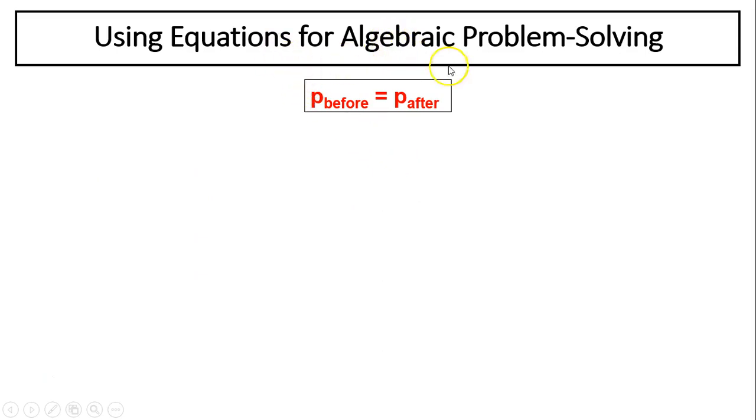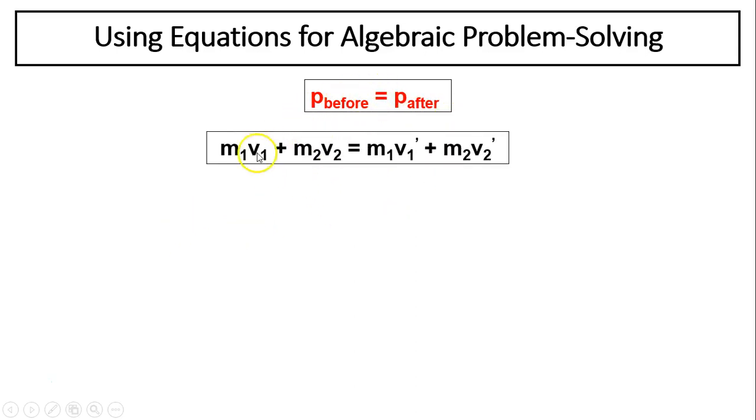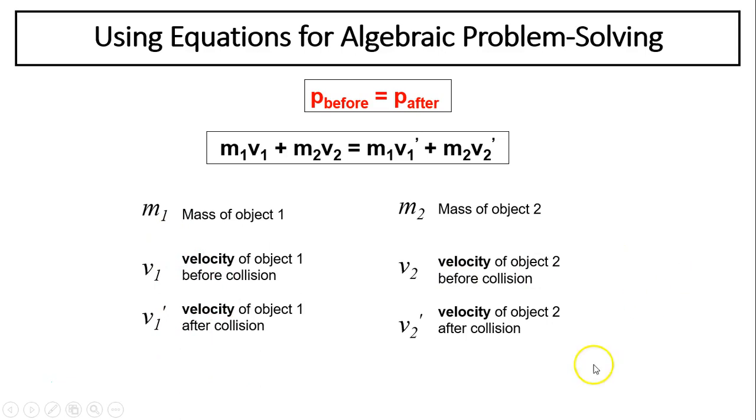Now we can use equations to solve problems. This is the equation: P before equals P after. Momentum before equals momentum after. Before, you have to add the two together. After, you also have to add the two together. Here is what each symbol represents. m1 is the mass of object 1, v1 is the velocity before collision, v1 prime is the velocity after collision. Similarly for v2, v2 prime and m2. Remember, velocity is a vector quantity, so direction is extremely important.